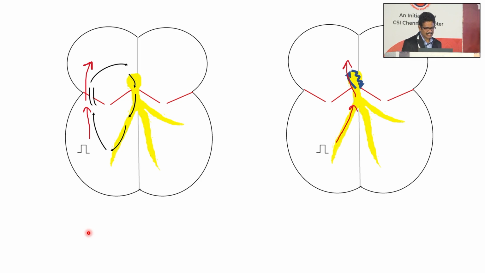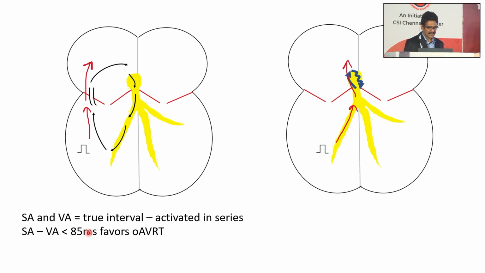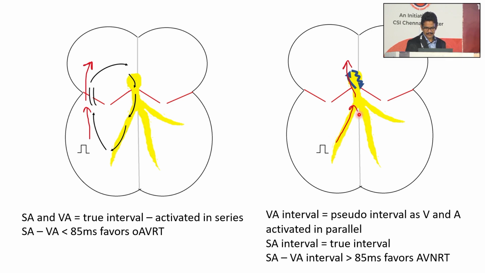Now coming to the stim to A interval. In AVRT, the stim to A interval and the VA interval are nearly similar because both are activated in series. So less than 85 milliseconds favors AVRT. In case of AVNRT, the VA interval is a pseudo interval, because V is activated from the lower turnover point and A is activated from the upper turnover point. So V and A are activated in parallel. That's why you get a pseudo interval in AVNRT.